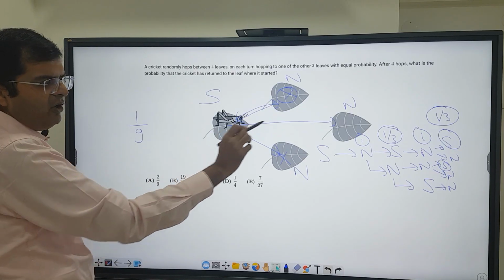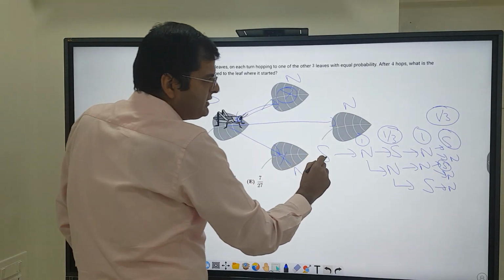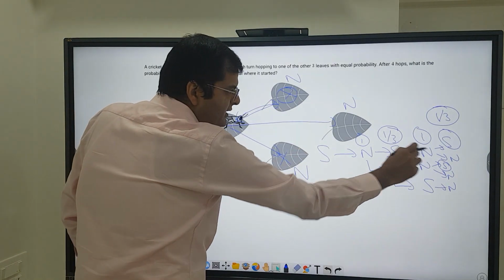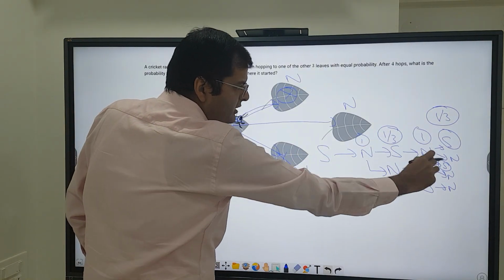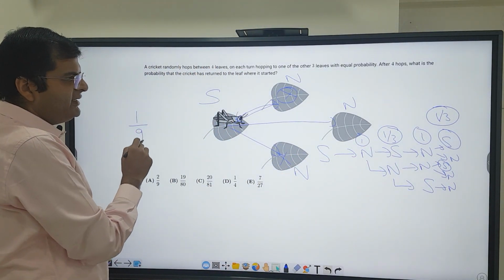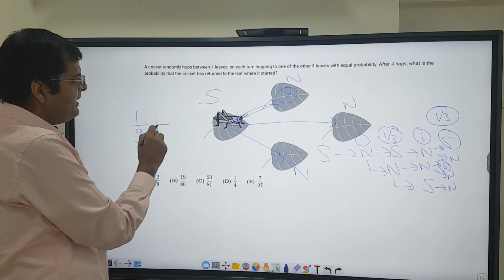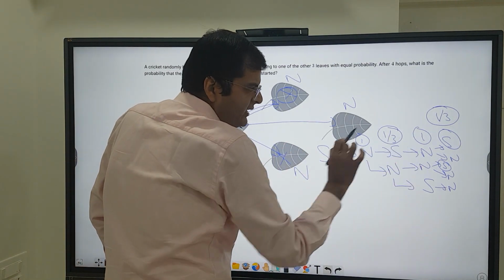So this is the probability of the first path, so that I start from S and after 4 hops I am at S. There is another path there. So either I take this path or this path. So the probability for the other path we will calculate. Total probability will then be 1 by 9 plus the probability of the second path.